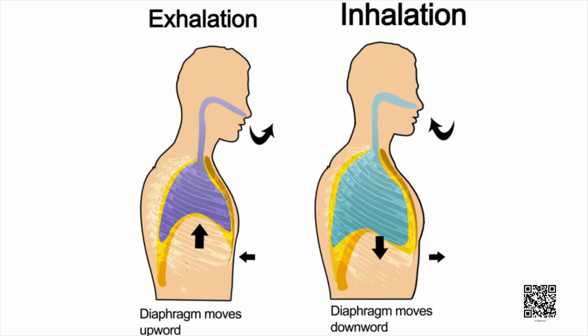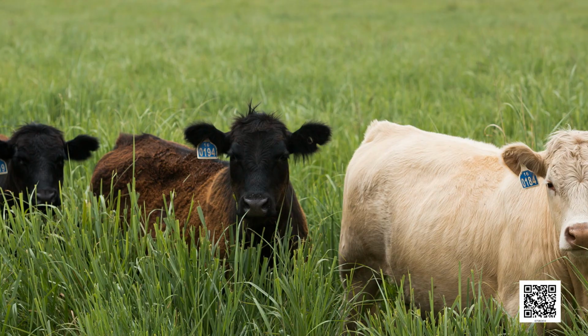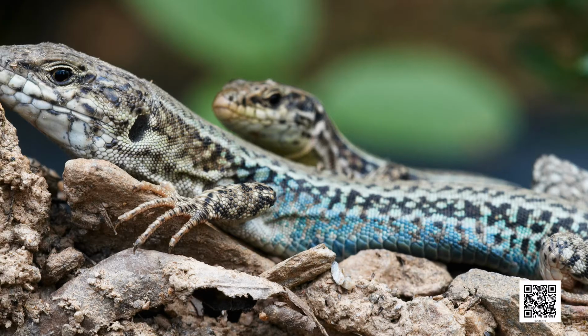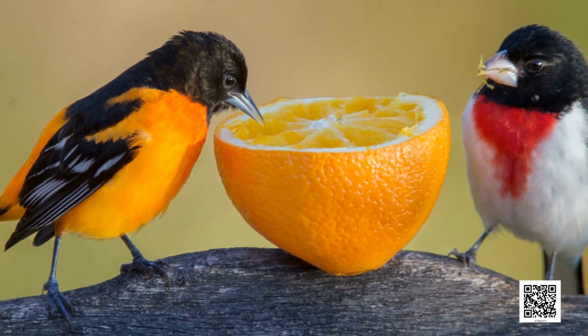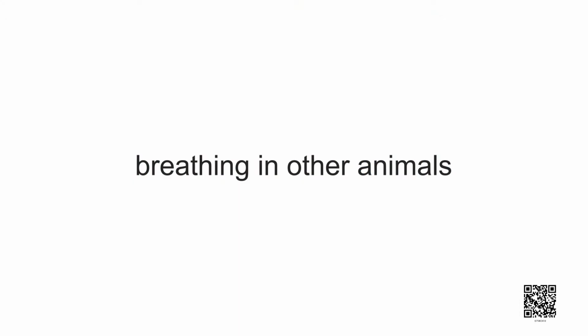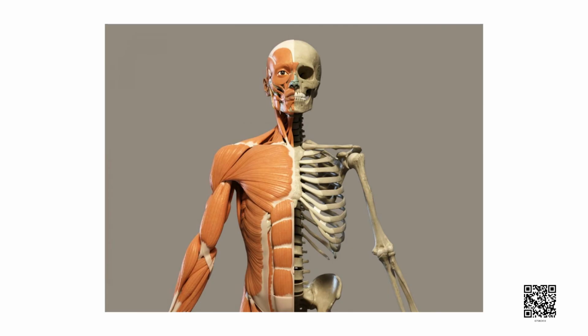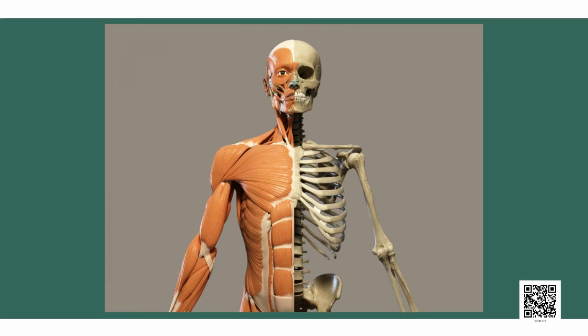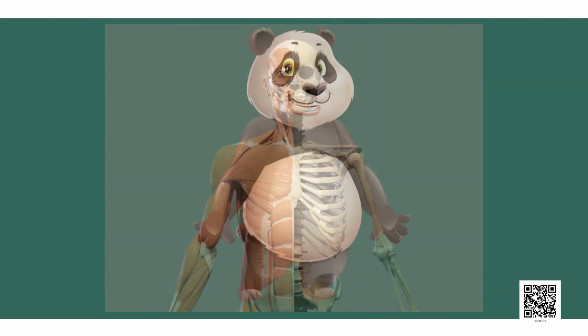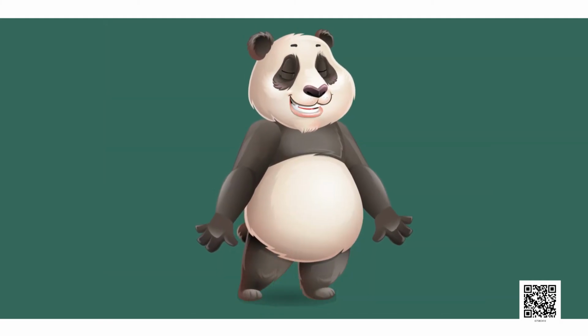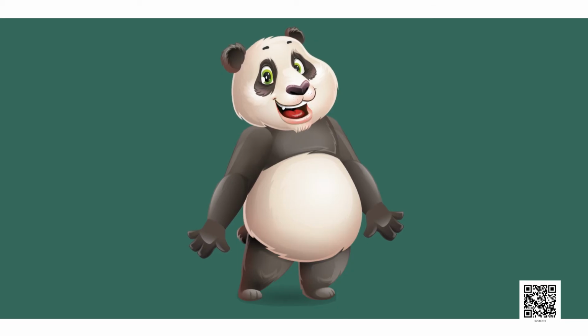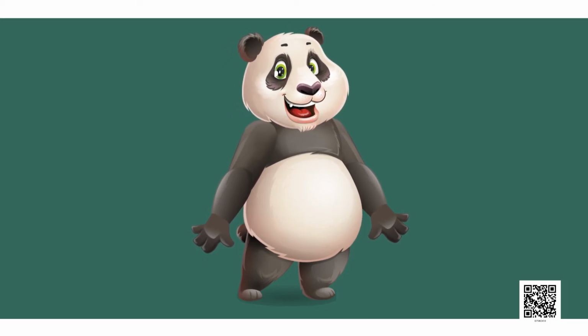Let us now try to understand how breathing in other animals takes place. Animals such as elephants, lions, cows, goats, frogs, lizards, snakes, birds, etc. all have lungs in their chest cavity, just like the human beings. But there are many other organisms which do not have lungs to breathe. Then, how do these organisms breathe? Let us try to find out this.